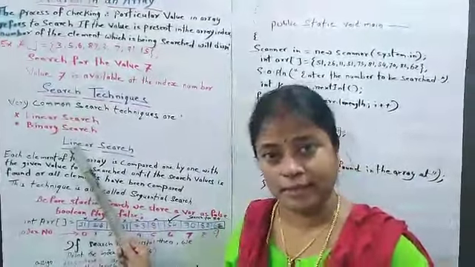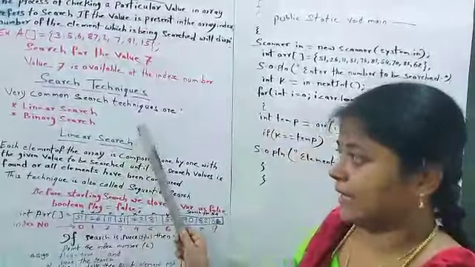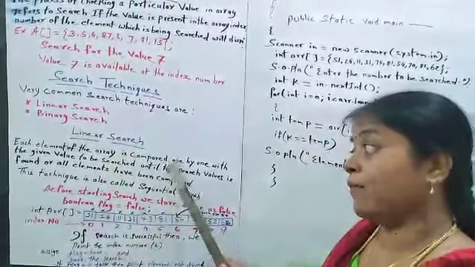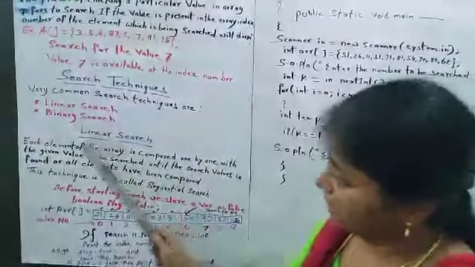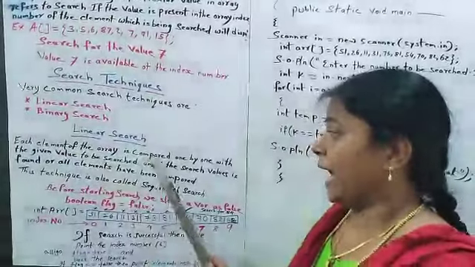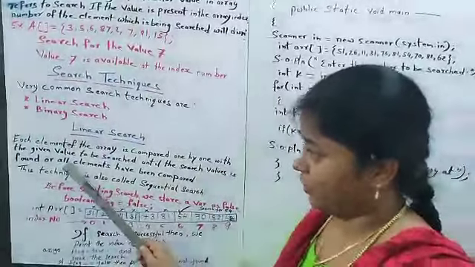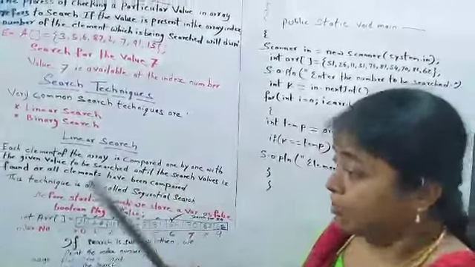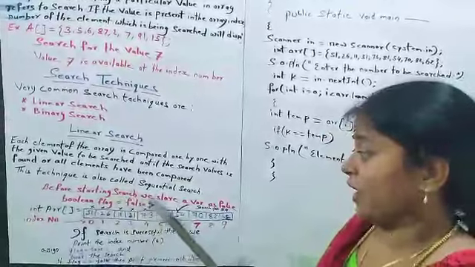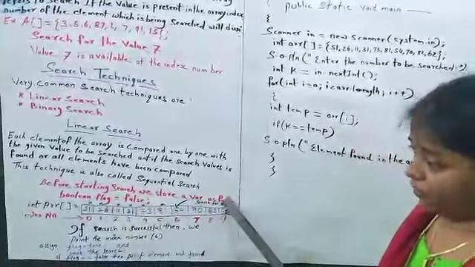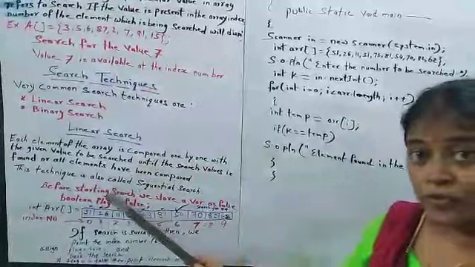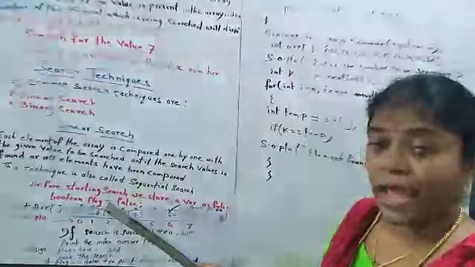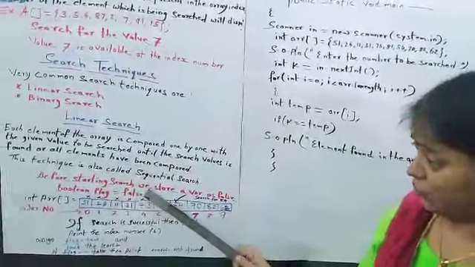What is linear search? Each element of the array is compared one by one with the given value to be searched, until the search value is found or all elements have been compared. Before starting the search, we store a variable as false, in Boolean data type. What was that? Flag. And what is given? Flag is equal to false.